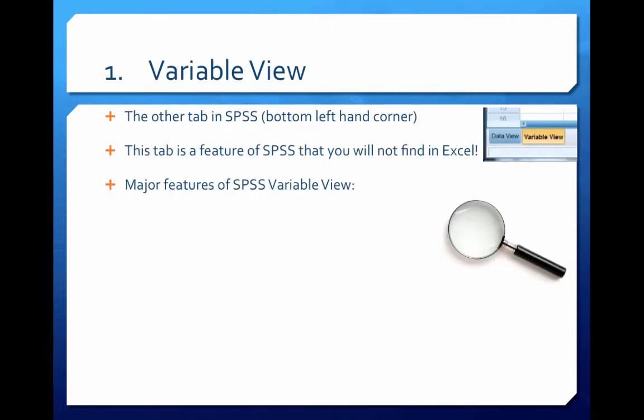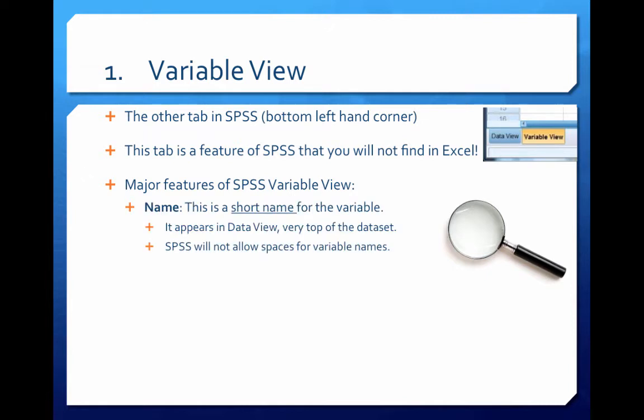When you're in variable view, this is something that's unique to SPSS. You will not find this view in Excel. And you'll have different features, and the ones that I want to point out to you and that you're going to want to focus on and will be working with for the rest of the semester is the name. And this is the short name for a variable. You want to have a nice, short, concise heading or tag or name for each of your variables. And this is what you're going to see when you're in data view at the top of your data set. This is going to be the column headings for each of your variables.